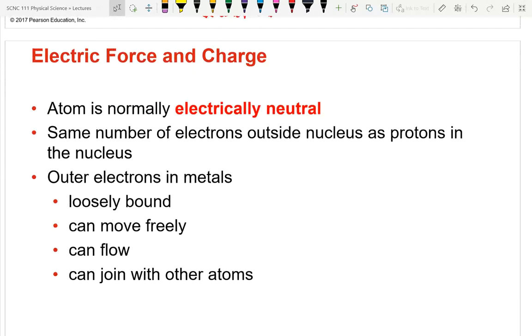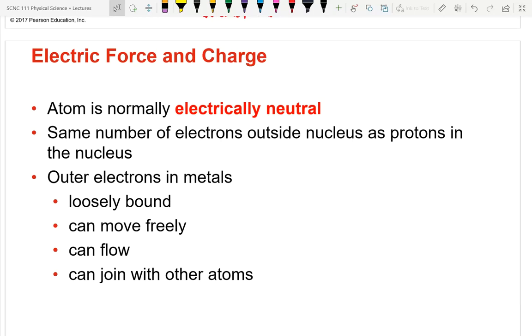So atoms are ideally electrically neutral. Electrically neutral means the net charge, the total of positive plus negative, is 0. So you have as much positive charge as negative charge in an atom. What has a positive charge in an atom? Protons. What has a negative charge? Electrons. So a neutral atom should have the same number of protons as electrons.